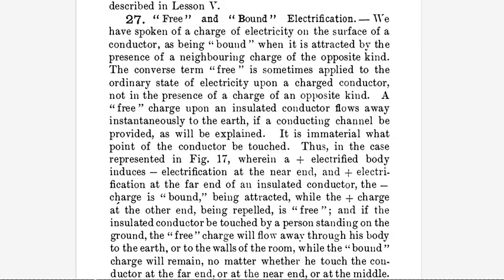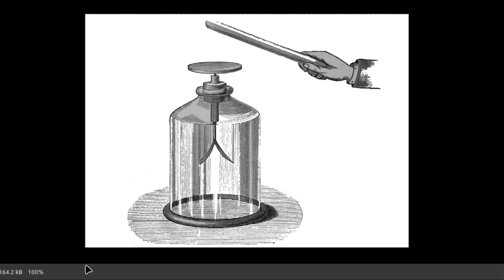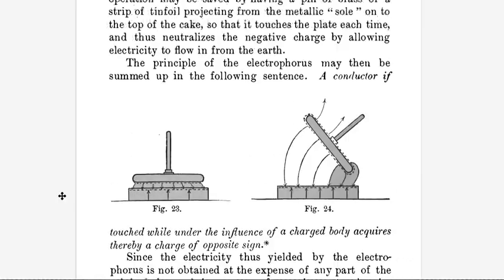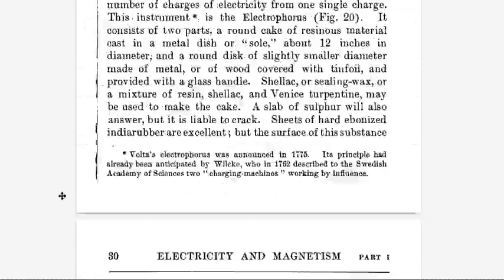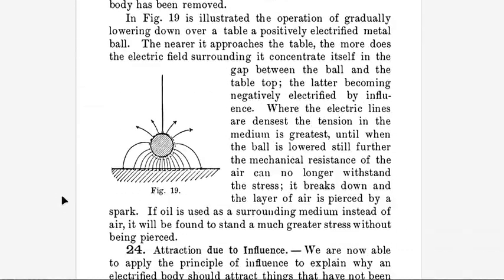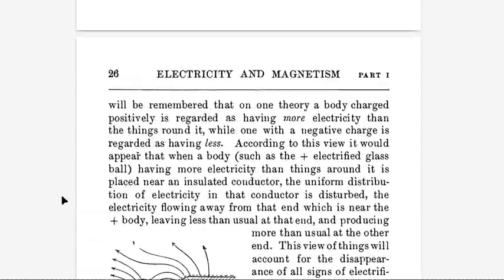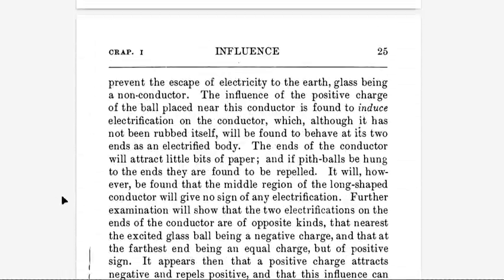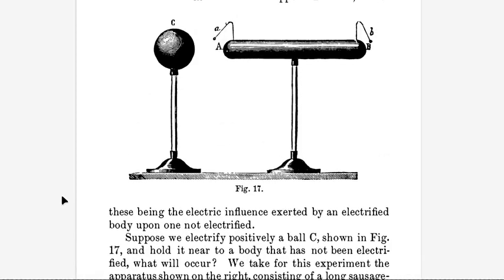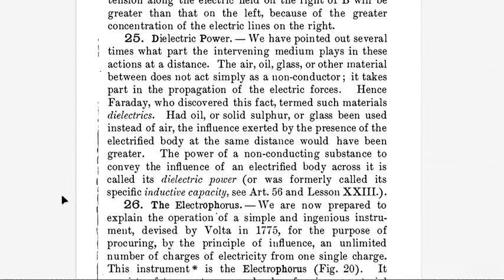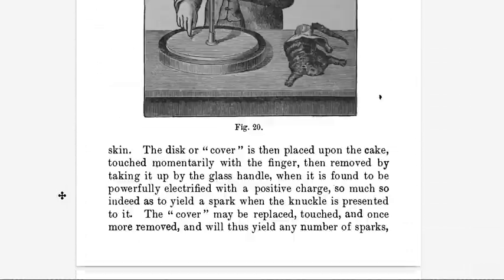Thus, in the case represented in Figure 17, wherein a plus electrified body induces minus electrification at the near end, and plus electrification at the far end of an insulated conductor, the minus charge is bound, being attracted, while the plus charge at the other end, being repelled, is free. And if the insulated conductor be touched by a person standing on the ground, the freed charge will flow away through his body to the earth, or to the walls of the room, while the bound charge will remain, no matter whether he touch the conductor at the far end, or at the near end, or at the middle.